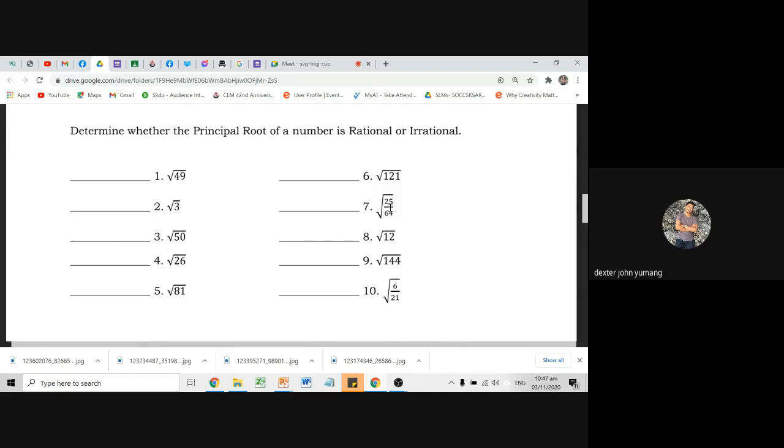Number 10 po, number 10. Is that a rational number? You identify number 10 if it is rational or not. Si square root of 6 ba? Meron ba siyang perfect square? Si 21 ba? Meron ba siyang perfect square? Kung wala, irrational. Kung meron, rational.